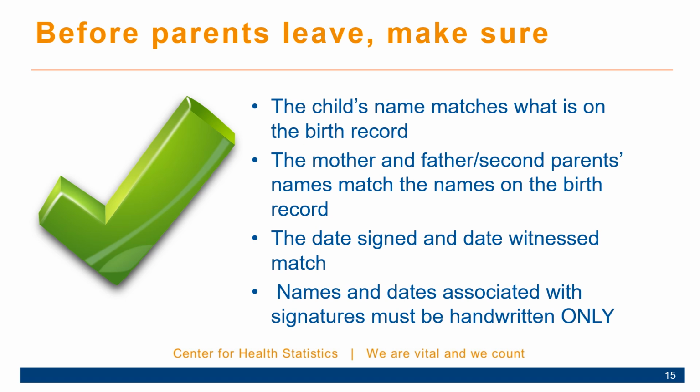Before the parents leave, make sure that the biological father's name, date of birth, social security number, and place of birth in OVERS match what was written on the acknowledgement of paternity. That the dates are handwritten as well as the names, and that the date signed and the date witnessed match for each parent, and that all 4 signature and date fields have something entered into them.